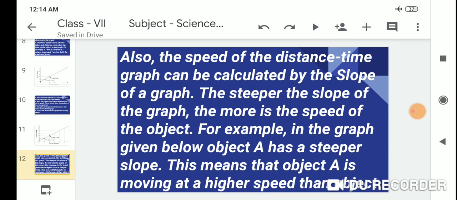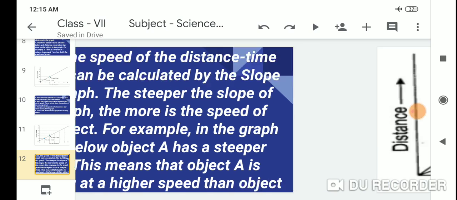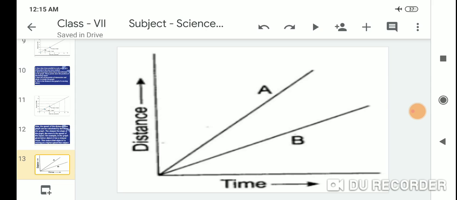Also, the speed from the distance-time graph can be calculated by the slope of the graph. The steeper the slope of the graph, the more is the speed of the object. For example, in the graph given below, object A has a steeper slope. This means that object A is moving at a higher speed than object B.